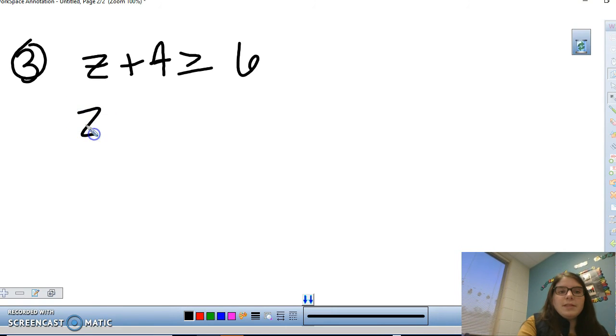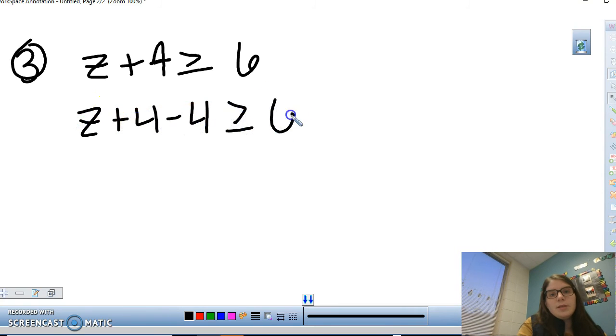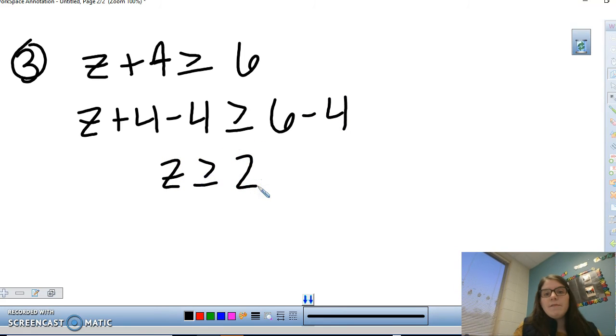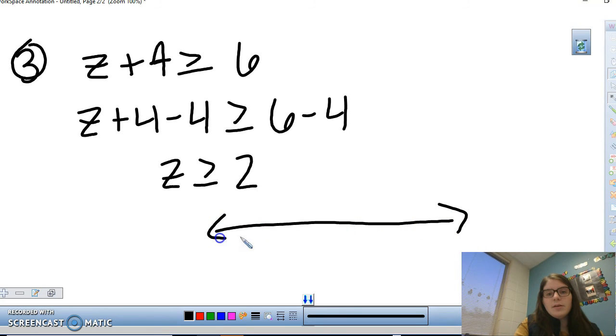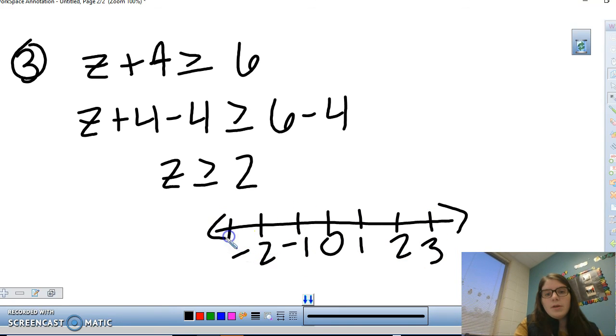All right, so if we have z plus 4 minus 4 greater than or equal to 6 minus 4. So 4 minus 4 is going to be 0. So I'm going to have z is greater than or equal to 2. If you have not graphed it, then pause it again and let's do our graph. So now that you've graphed it, let's go through it together. So we'd have 0, 1, 2, 3, negative 1, negative 2, negative 3. So this time it's going to be a closed circle at 2. And since z is greater than, it's going to go this way.